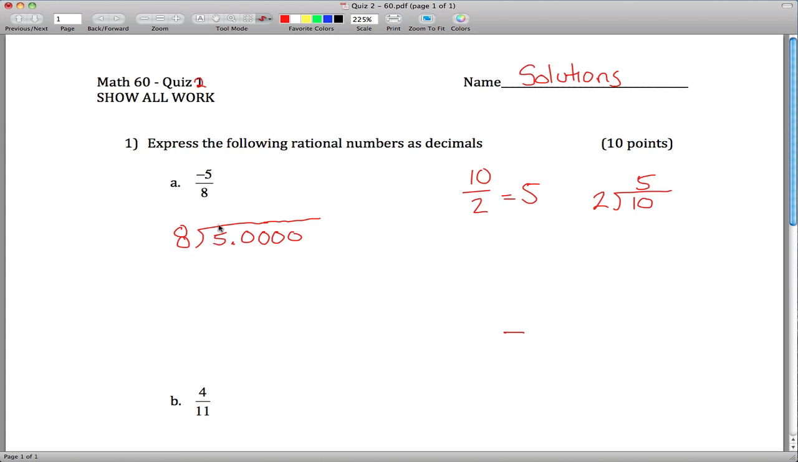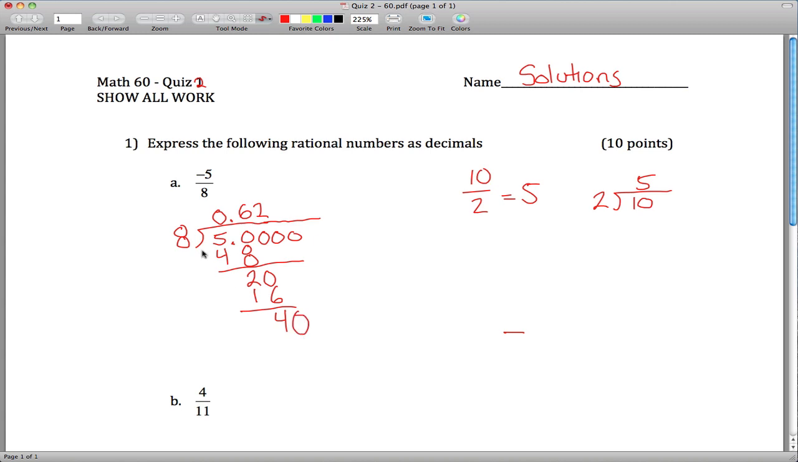So see, 8 doesn't go into 5, but 8 does go into 50. What do we got? 8 times 6 is 48. And then we get 50 minus 48 is just 2. Bring down a 0 and you get 20. So now we repeat. 8 goes into 20. See, 8 times 2 is 16. That's as far as we can go there. So now we subtract 20 minus 16 gives us a 4.